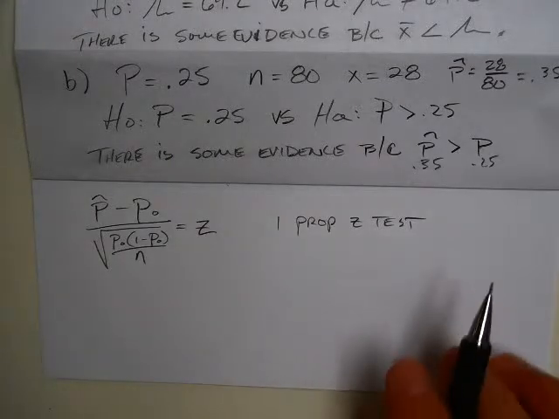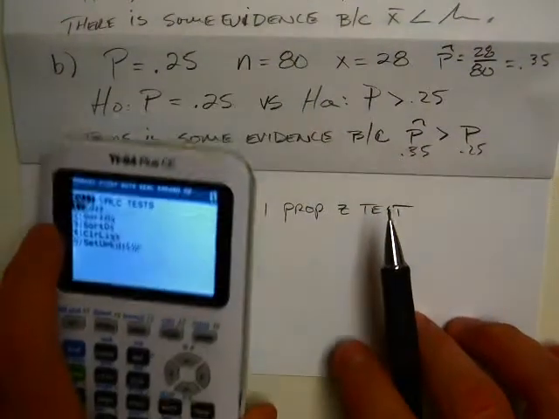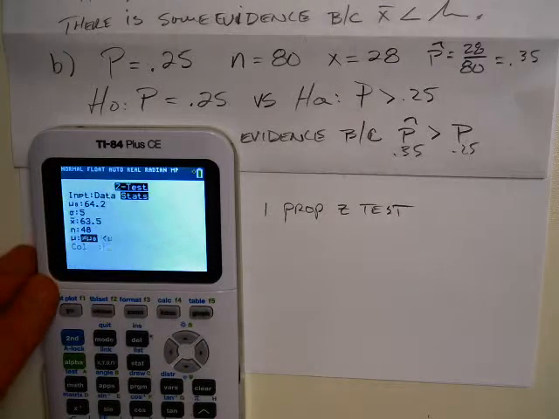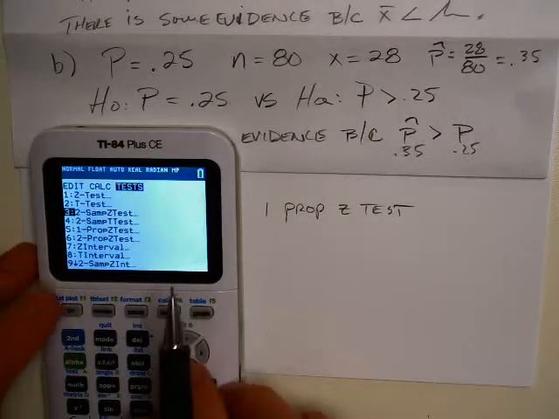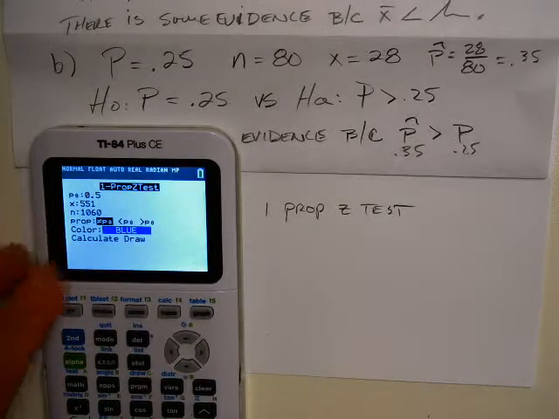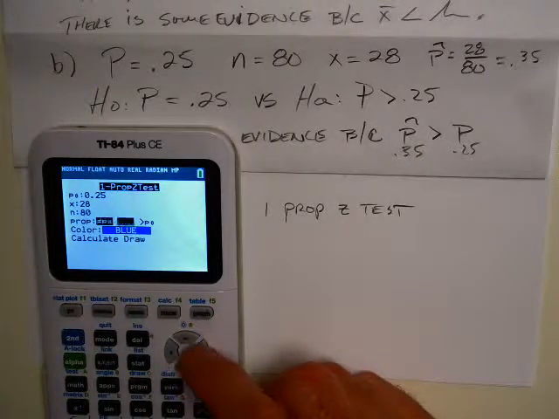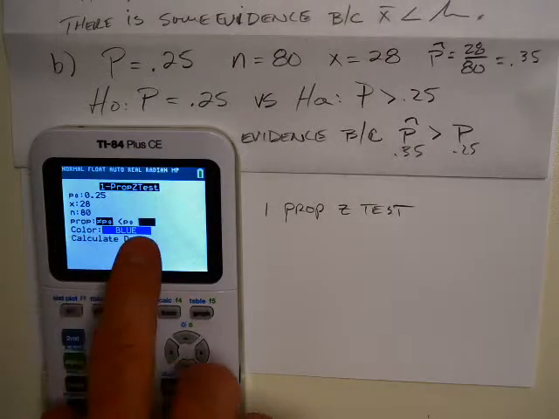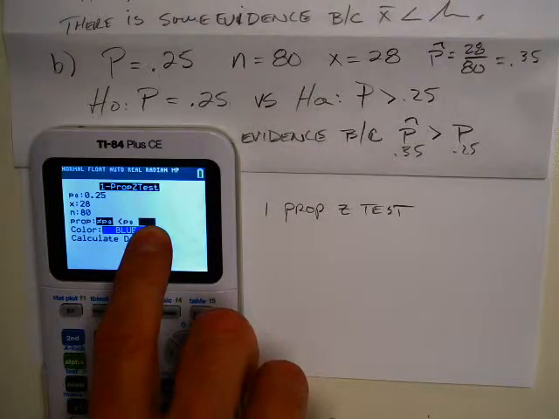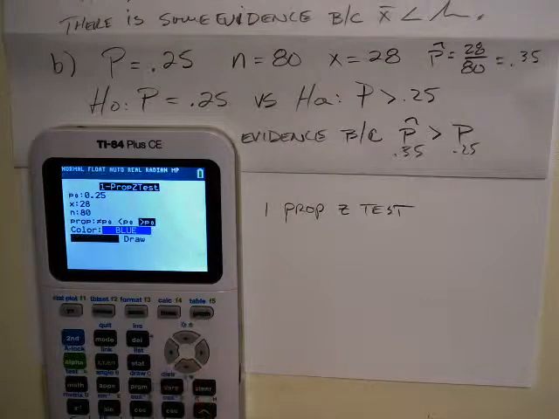So again, I'm going to go to stat, and what it's going to do is it's going to do all this for me. Tests. Oops, wrong one. It's down at 5. 1 prop z test. Now, the null hypothesis here, that's the p sub naught, is 0.25. Our x was how many successes did we have in our sample. And in this case, we had 28 people that said that they danced in the rain out of 80 people that were surveyed. And this is a greater than. So we're saying that our proportion is greater than the null hypothesis. That's what this is saying. So I'm going to choose that and go down here to calculate.